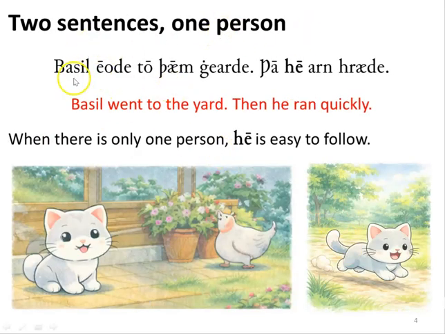Two sentences, one person. Basil eode to þǣm ġierde. Þā hē arn hrædlīċe. Basil went to the yard, then he ran quickly. When there's only one person, he is easy to follow because it can only refer to one person.